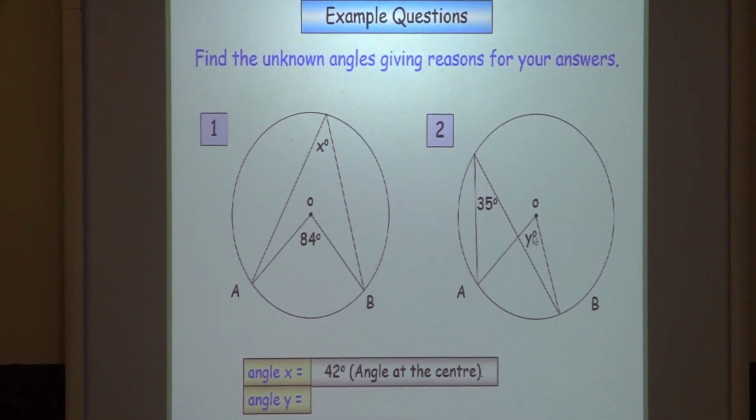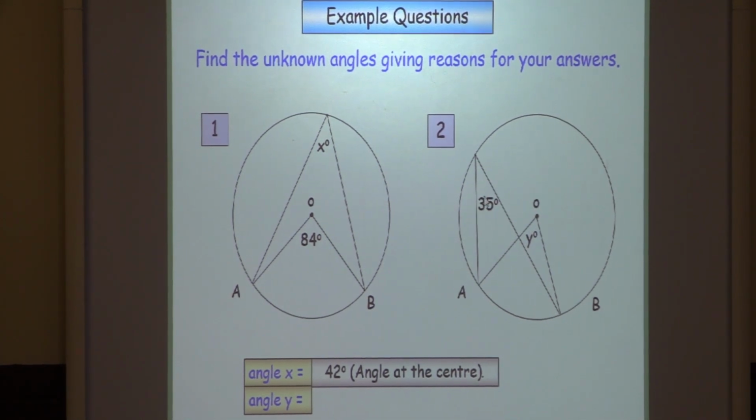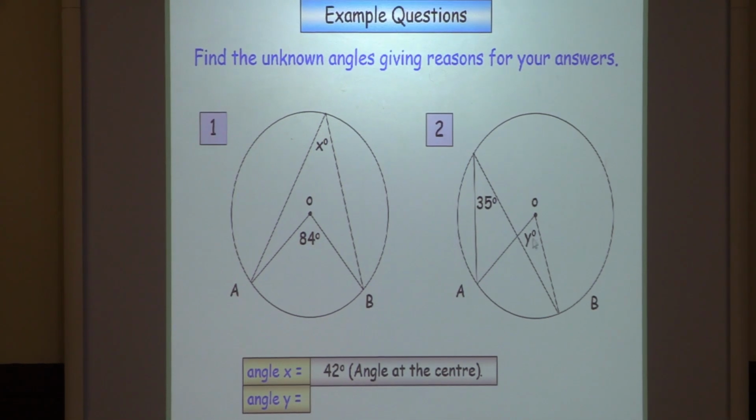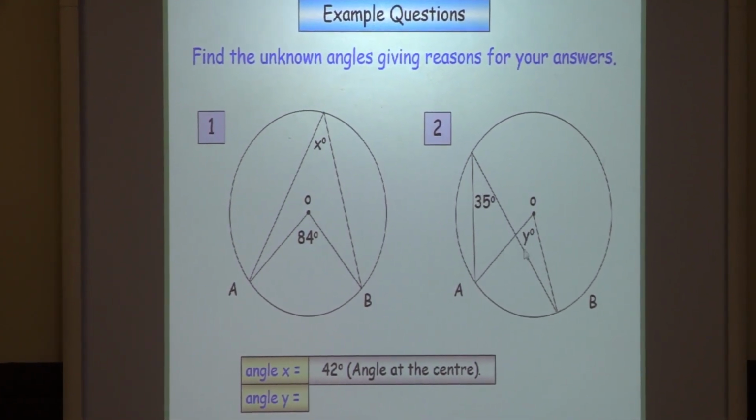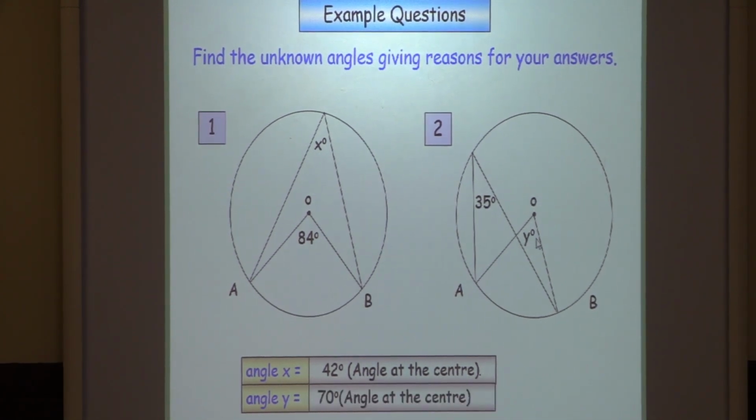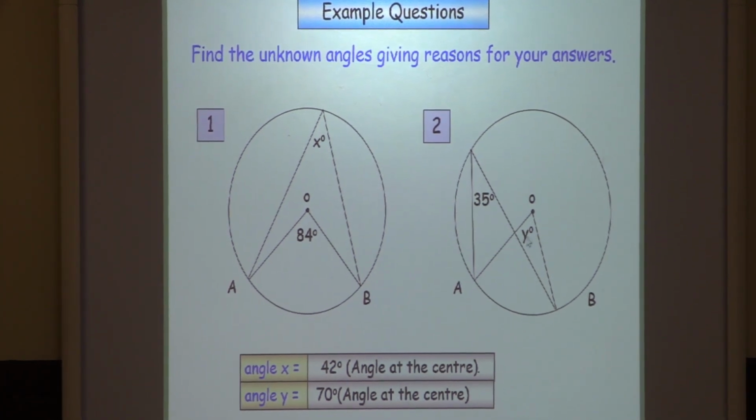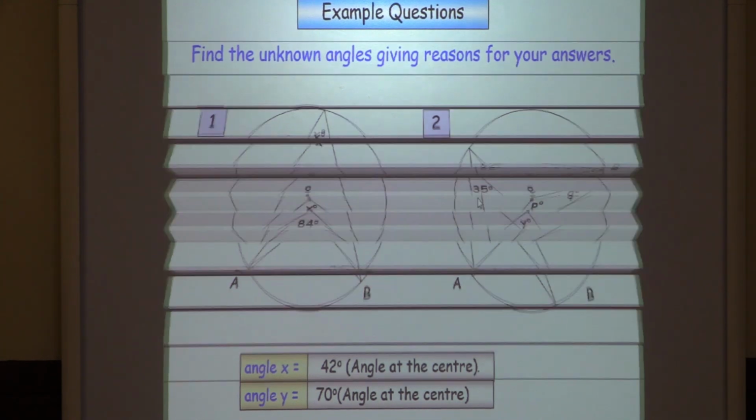Let's look at y here. This one is at the circumference, this one is at the center. Which one is big? This one is 2 times bigger than the one that you see. If this is 35, what is y? It will be 2 times 35, in this case which will be 70 degrees. That's how you go about applying these theorems. That says the angle at the center is twice the angle at the circumference.